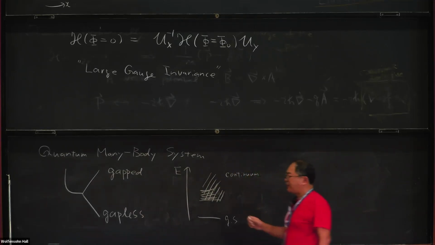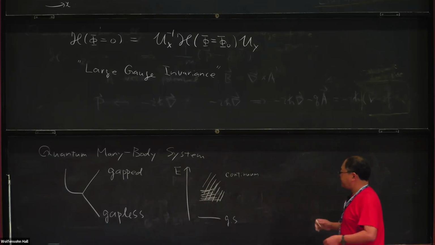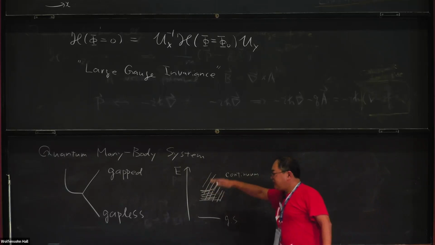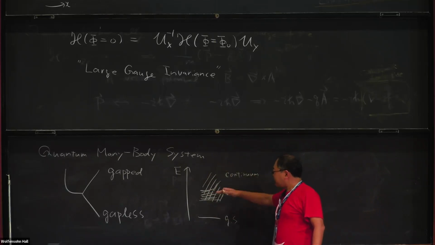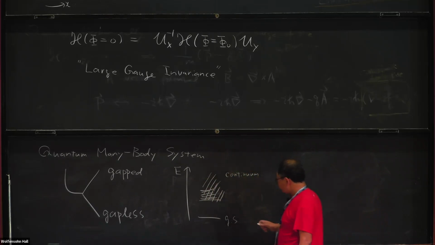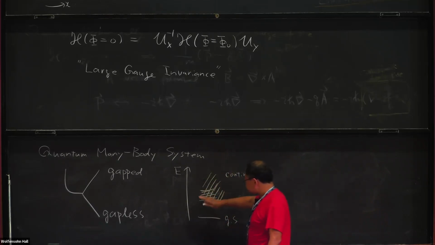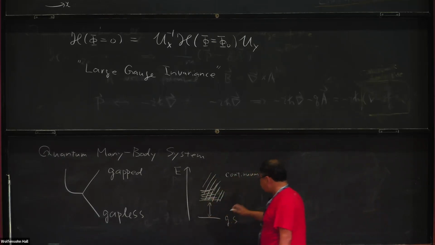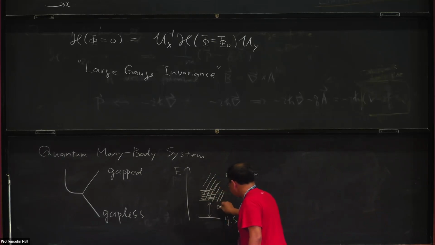By continuum, I mean continuum in the thermodynamic limit. For a finite size system, each energy level is, of course, discrete. But if you take the thermodynamic limit, they form a continuum. But in some quantum many-body systems, this continuum is separated from the ground state by some non-vanishing amount, which is called the energy gap, or excitation gap.